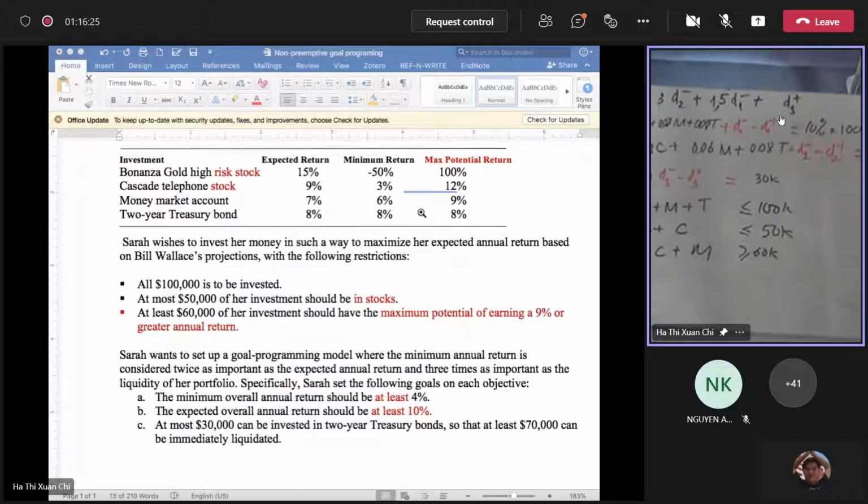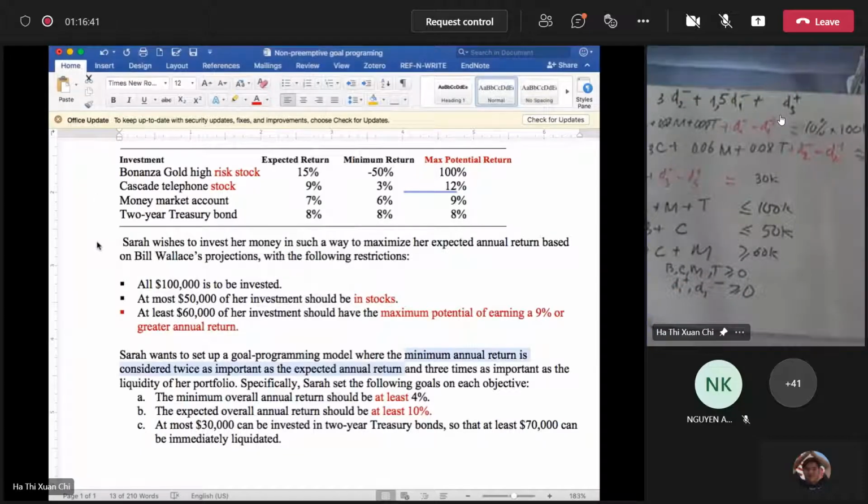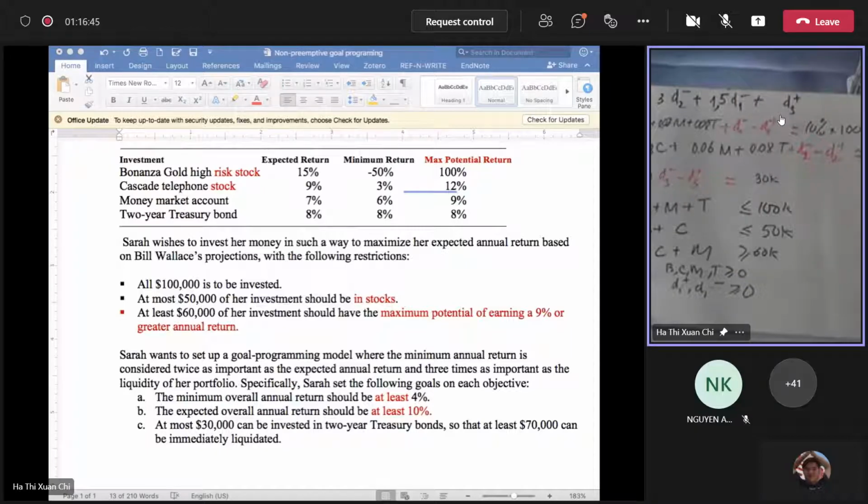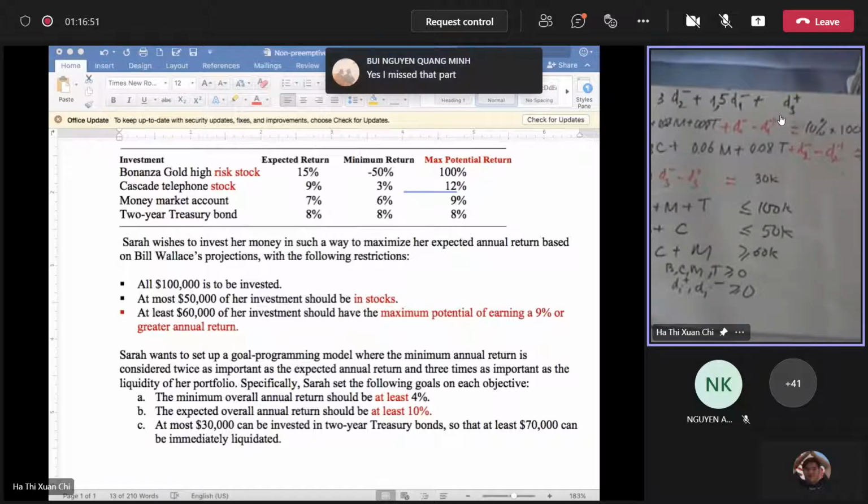So when you don't have a hard constraint here, B, C, M, T must be non-negative. Di plus, Di minus should be greater than or equal to 0. Any question for me?